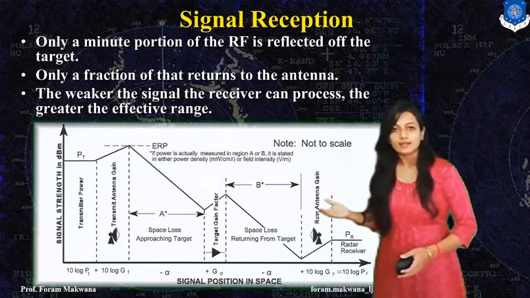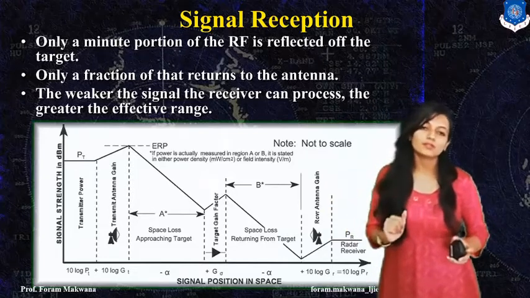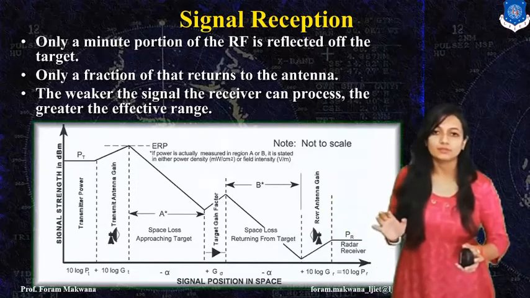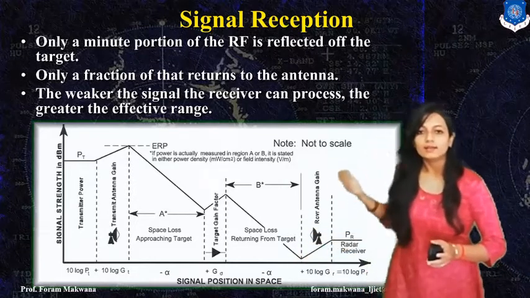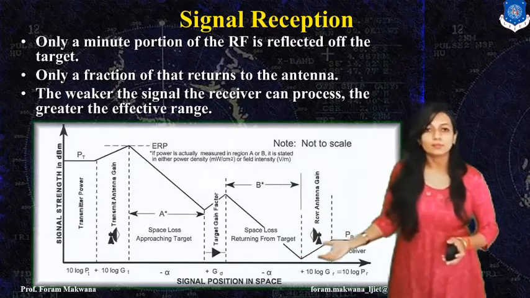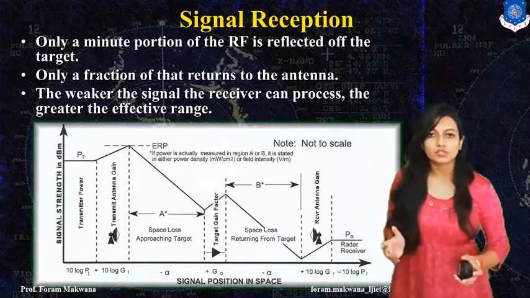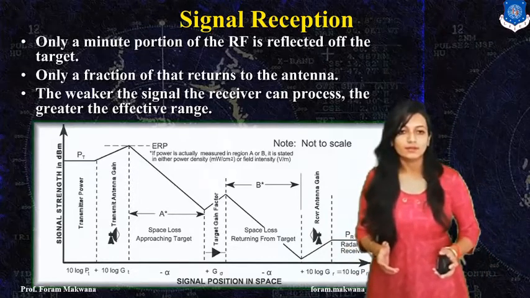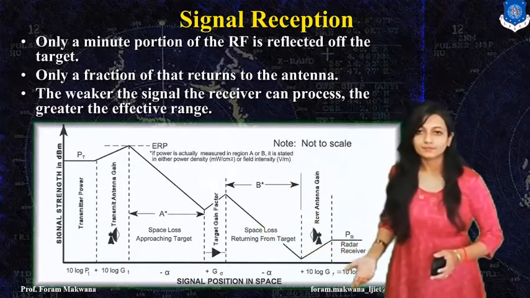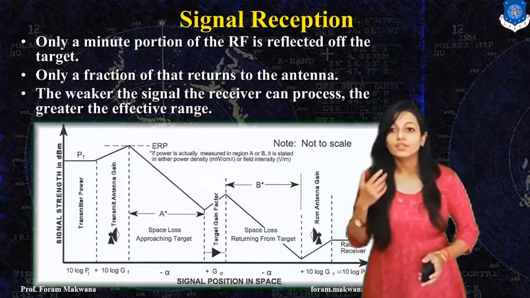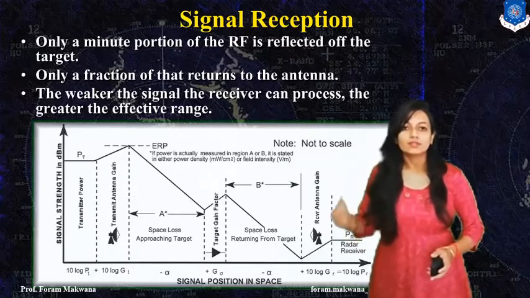Receiver antenna, because based on the gain of the receiving antenna, how much signal is going to be received by the radar. Okay, and what is the radar receiver power? It also depends on the effective aperture of my radar. Right? So these are the parameters which you need to consider while we are dealing with the reception of signal.